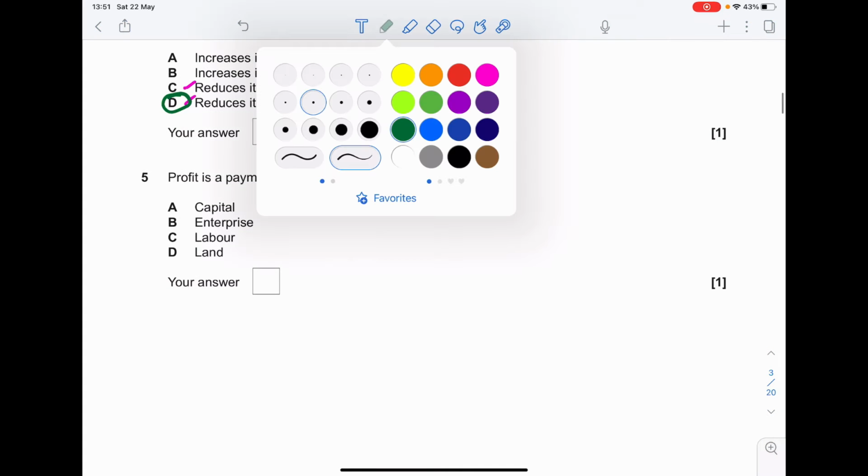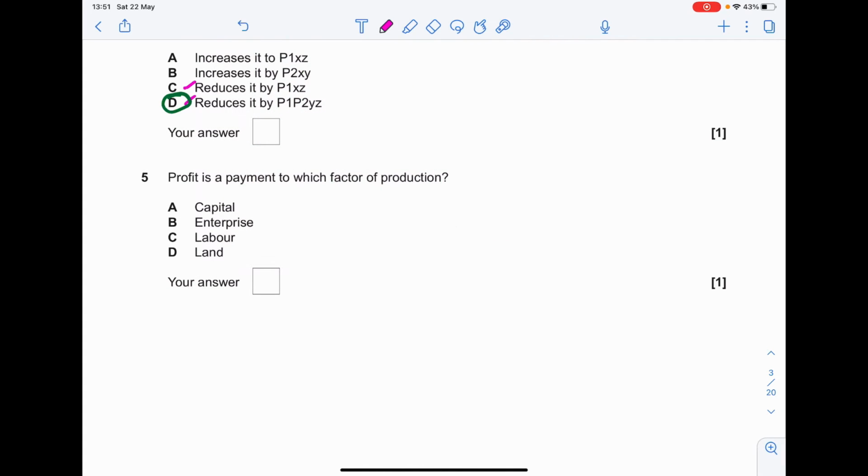Right, so this is to do with your circular flow of income and your payments to the factors of production. So profit is a payment to enterprise. Capital gets dividends and interest, labour gets wages, and land gets rent.